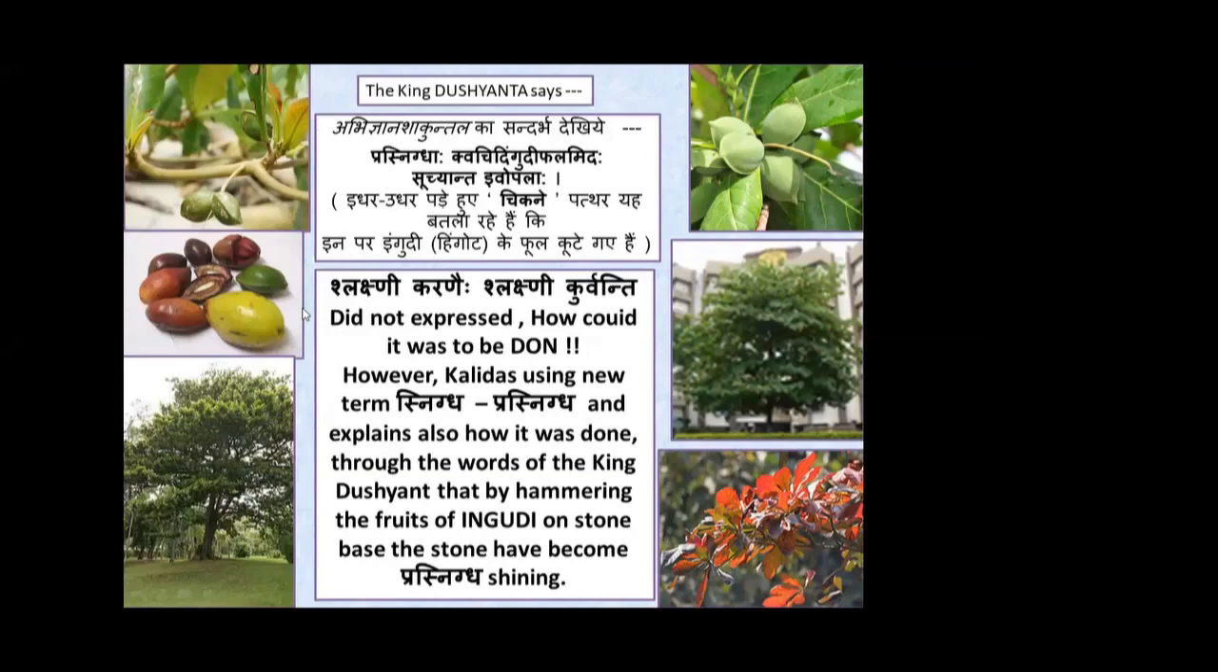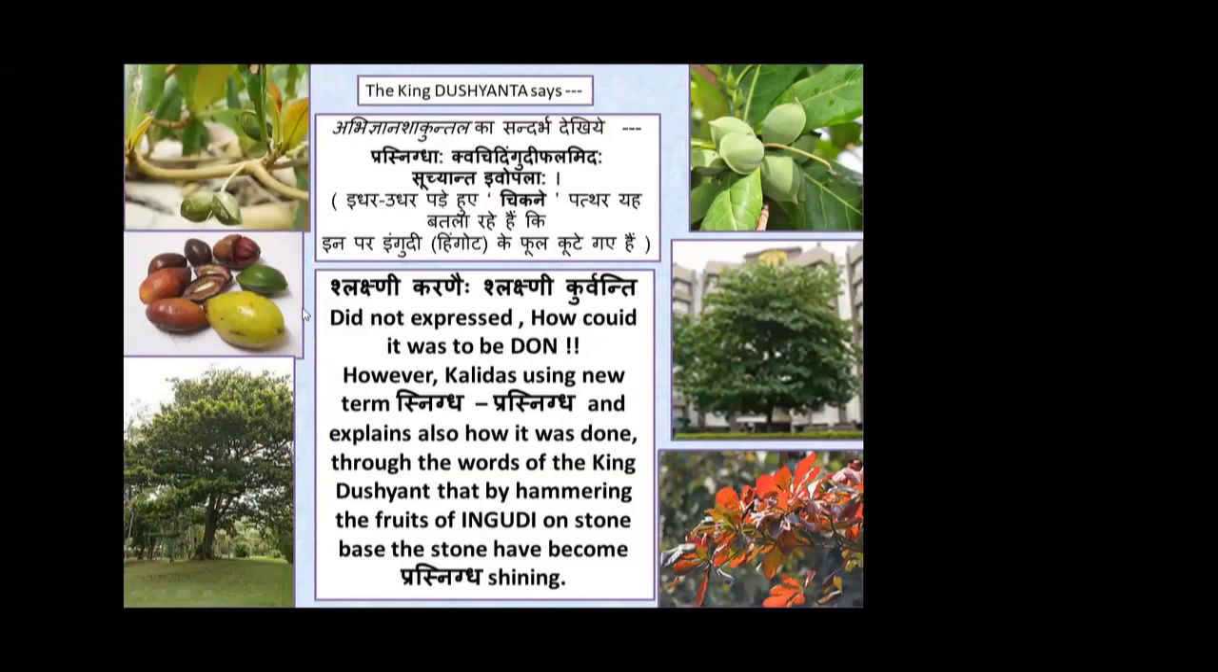I have given the ingudi fruits, flowers, tree, and all those things. And the big, big trees of ingudi. Because anybody could say, well, these small fruits, how much would they have used to burnish a wall itself? So I have given that it is not a very small shrub. These are trees, and it is fully flowered and we find fruits.